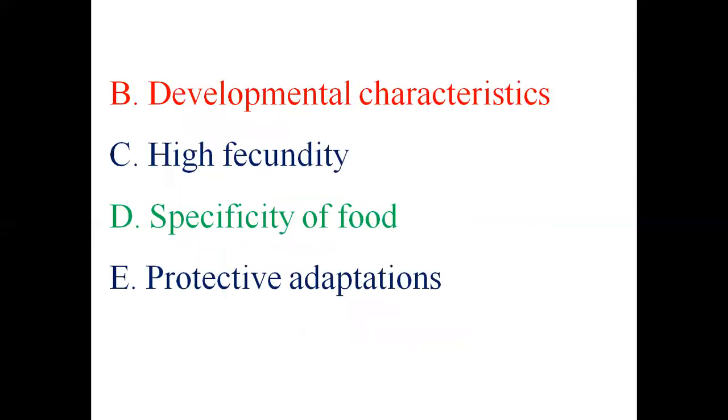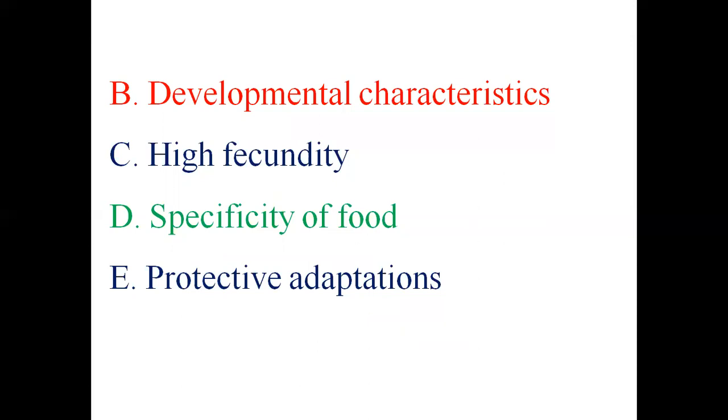Now, on the basis of some developmental characteristics, insects perform various stages, three or four stages: the egg, then larva, then pupa, and adult. When insects perform this complete set of stages, it is called complete metamorphosis or holometamorphosis.